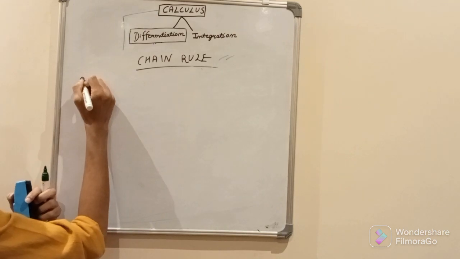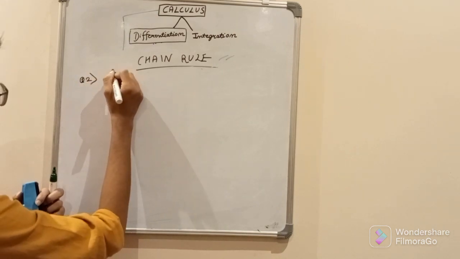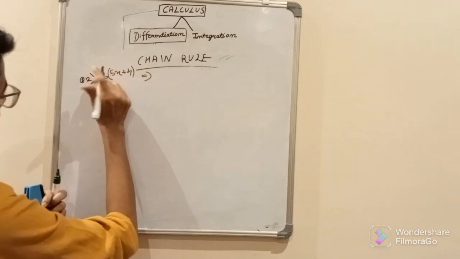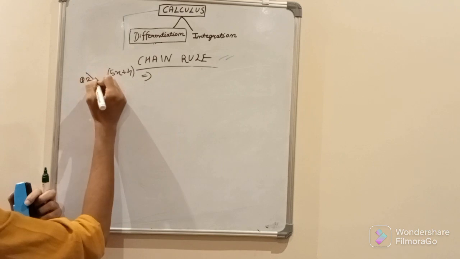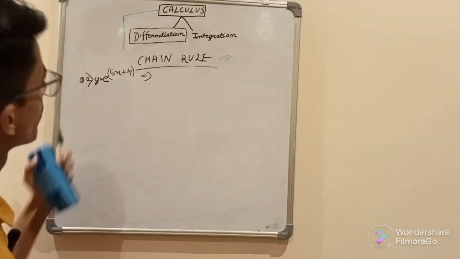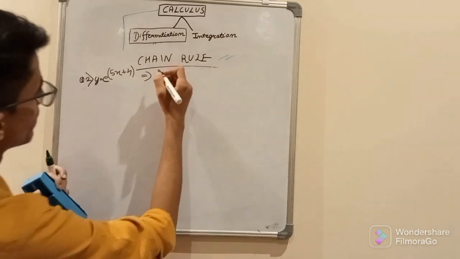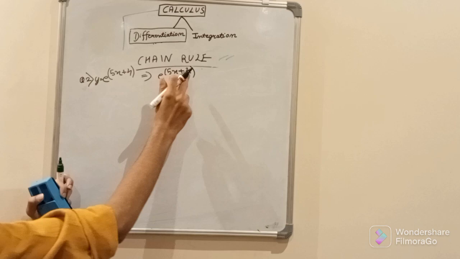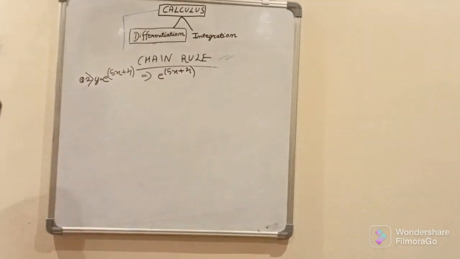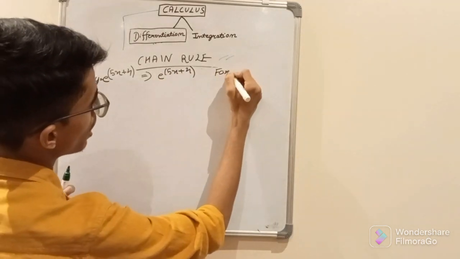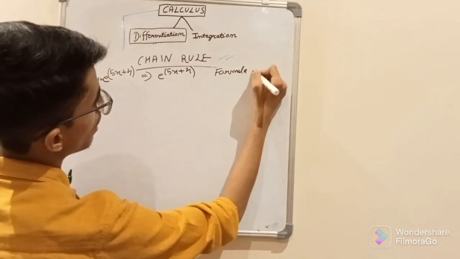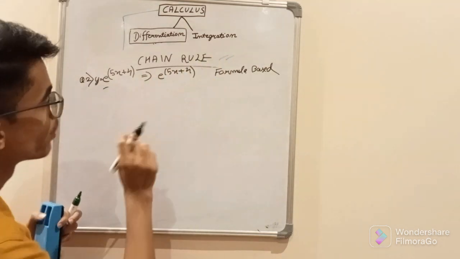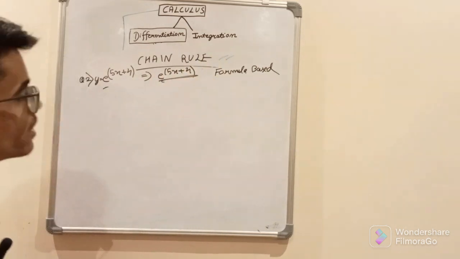Question number 2. E to the power 5x plus 4, let's say y is equal to, and we know the differentiation of e to the power x, that is just the same e to the power x, and we have 5x plus 4 over here in place of x. So this is completely formula based. Now we have to derive this using the chain rule in order to prove that this is the correct differentiation.